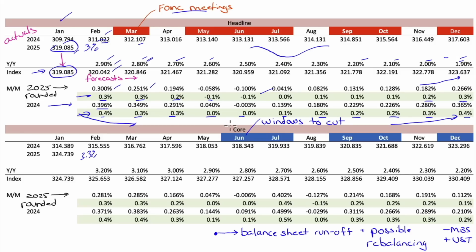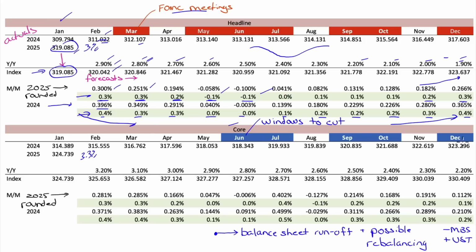So down here is the core, and I have these in blue. This is where I feel the Fed has windows to cut. The earliest cut, I think, would come in June if, in fact, we can walk it down 10 basis points and you get a 0.3, 0.3, 0.2, negative 0.1, and negative 0.1. Well, we're not going to know this until July, but we would know the negative 0.1. I'm thinking along with the change in employment, this would be the earliest opportunity to cut.